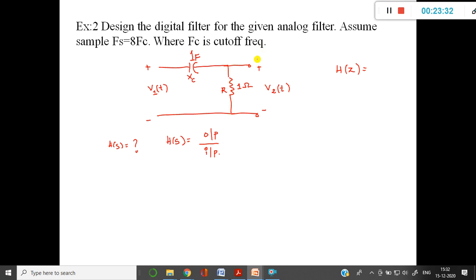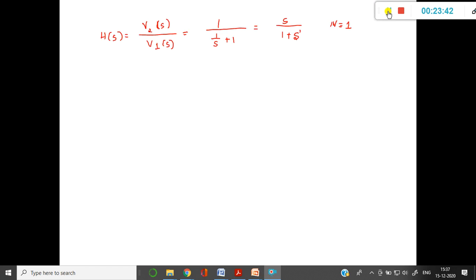Now I'll ask you one question. Before moving on, what is the order of this filter? What is the order of this filter? I'll come to the chat room. Let me see what the answer is. Okay.